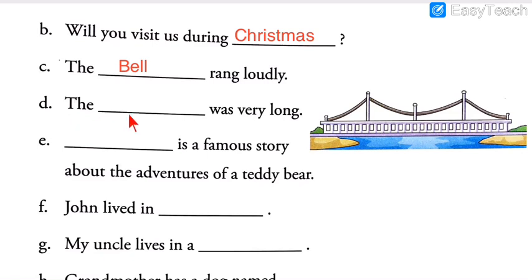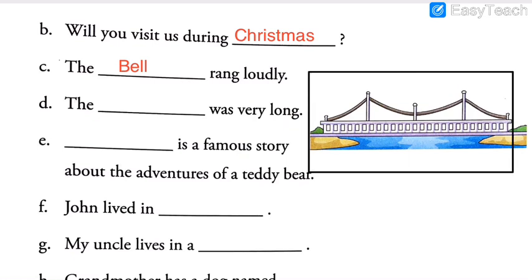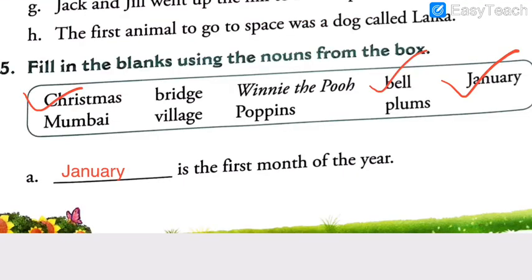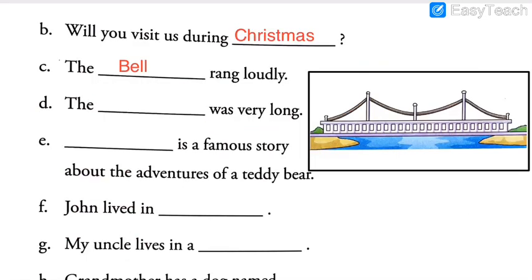Okay students, moving on to the next sentence. The dash was very long. Now this sentence is based on this picture. The dash is very long. Options: village, no. Plums, obviously not. Bridge, yes, the bridge is very long. So bridge is the correct answer here.